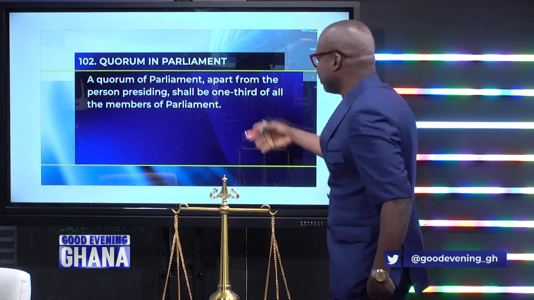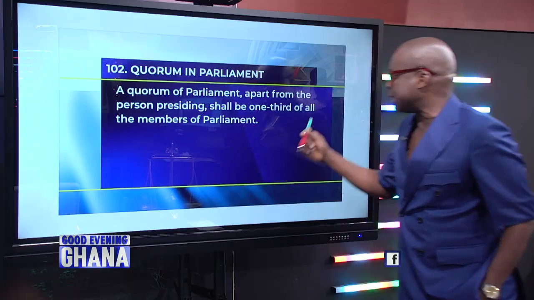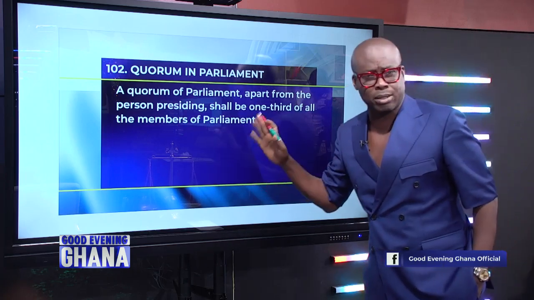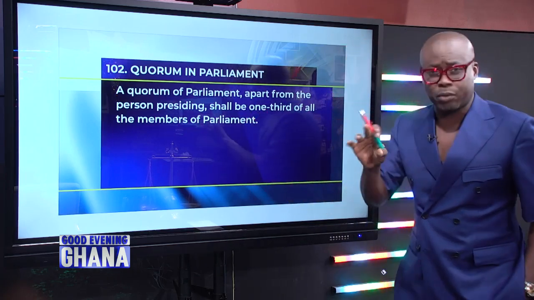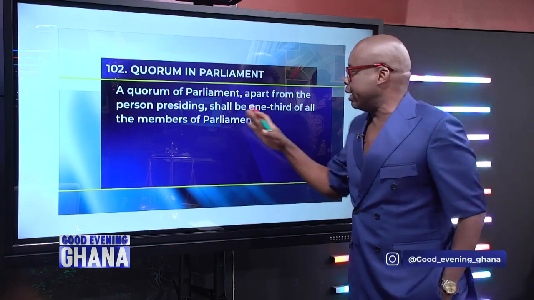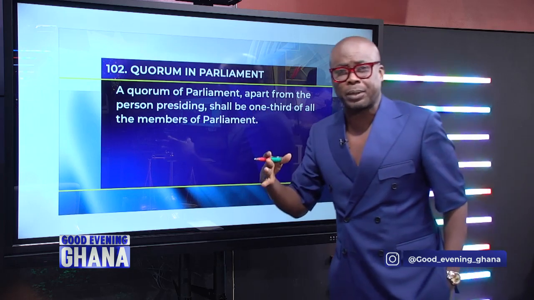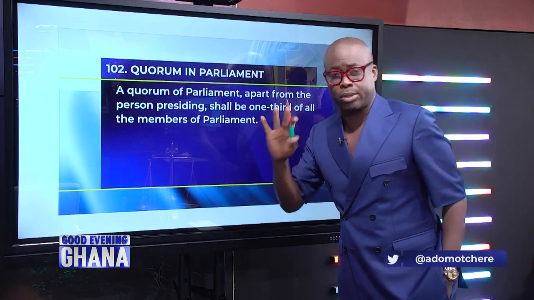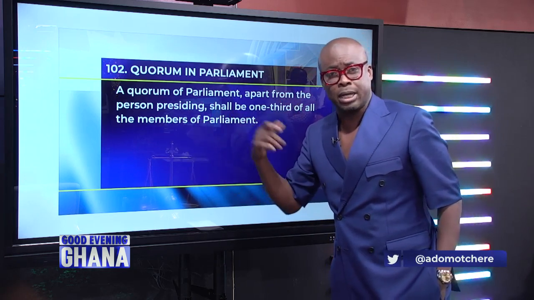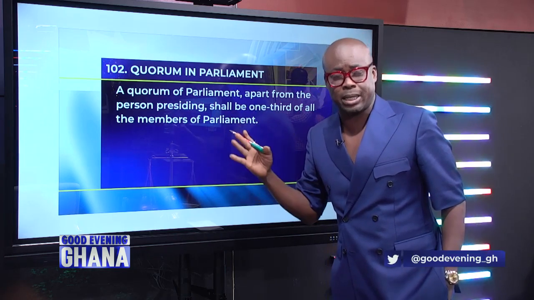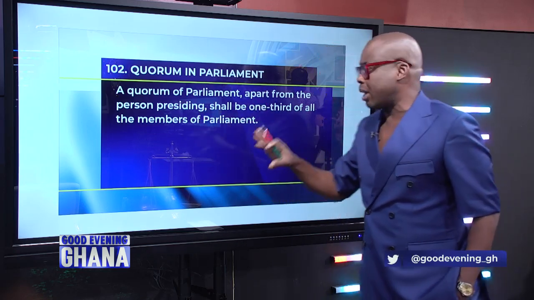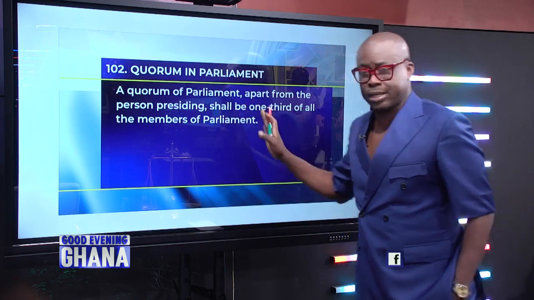So we know we've done this already. I'll run through quickly. A quorum of Parliament, apart from the person presiding, shall be 1/3 of all the members of Parliament. This one is not in controversy, because everyone understands that a quorum is 1/3. Either side of the House is able to achieve 1/3 on their own. So this is not problematic. NDC can achieve 1/3 on their own. MPP can achieve 1/3 on their own. Especially the MPP, they need that. So 1/3 for a quorum, that is a quorum for parliamentary business to occur. There's no concern about that.